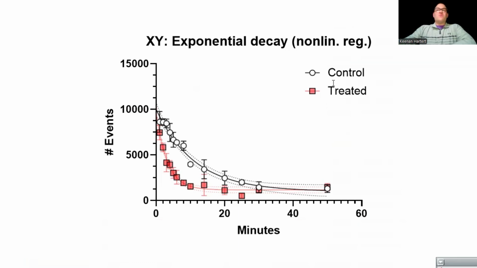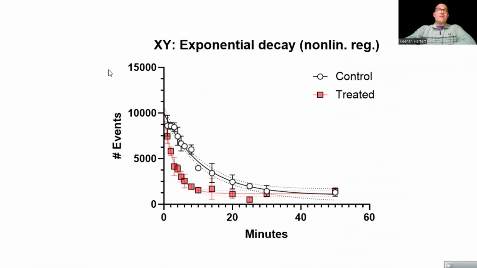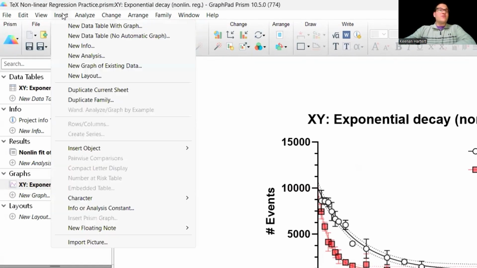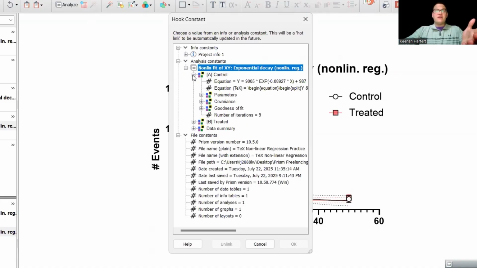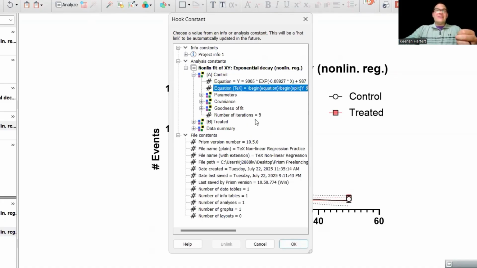So at this stage, where you're going to direct your attention is towards the upper left. So insert over here, info or analysis constant. Go ahead and click that. So here's our analysis that we just did. I want to put through the TeX formats of the data that I just made. So I'm going to say, based on this, in the TeX format just like that, I want to go ahead and insert this into my figure like that.